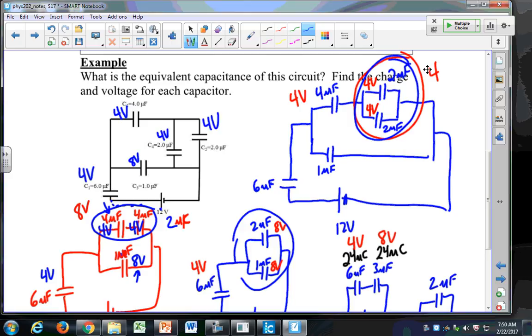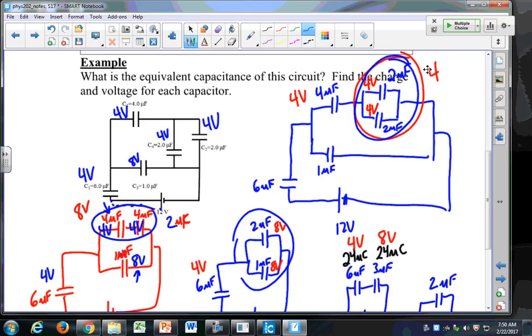And then the charge is just the C times V for each of those. So for example, C1 will have 24 microcoulombs, C2 will have 16 microcoulombs, C4 will have 8, C5 will have 8, and C3 will have 8 microcoulombs. Q equals CV.